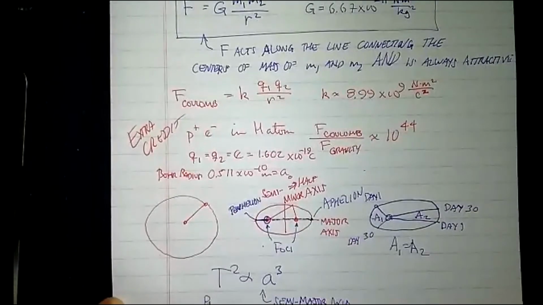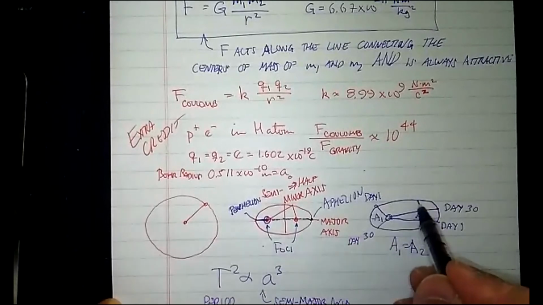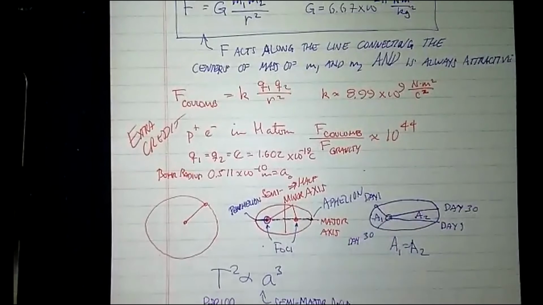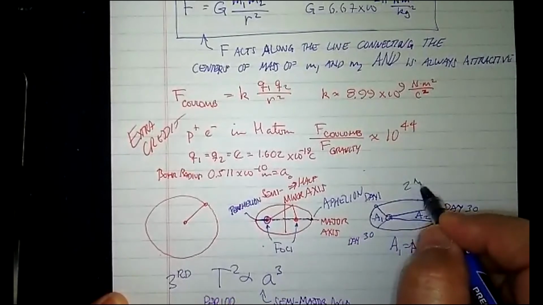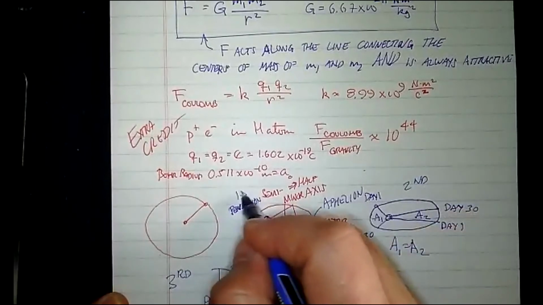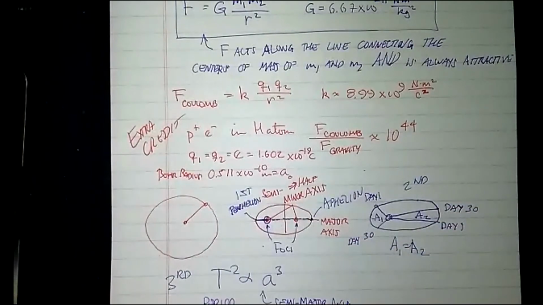Okay, and this is the period, the time required to go from one spot in the orbit, say here, all the way around to here. So that's his third law. This is his second, and this is his first. Okay, so those are Kepler's laws.